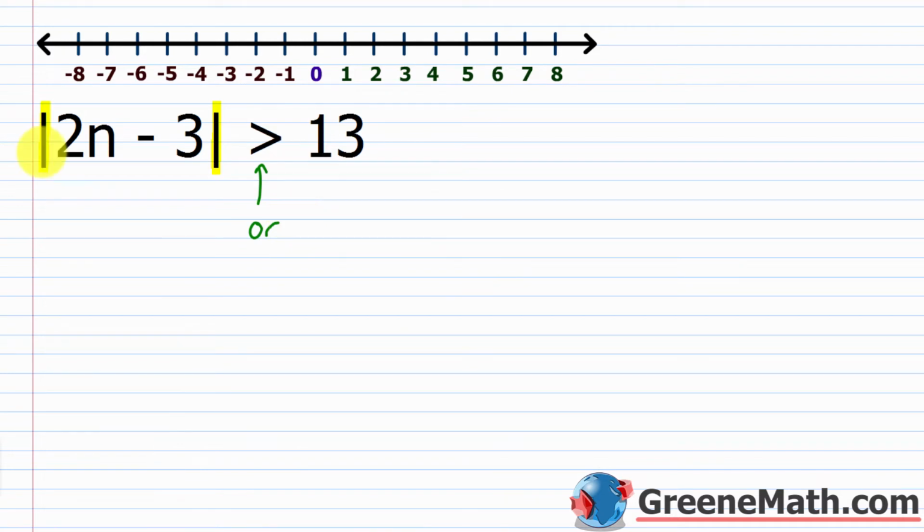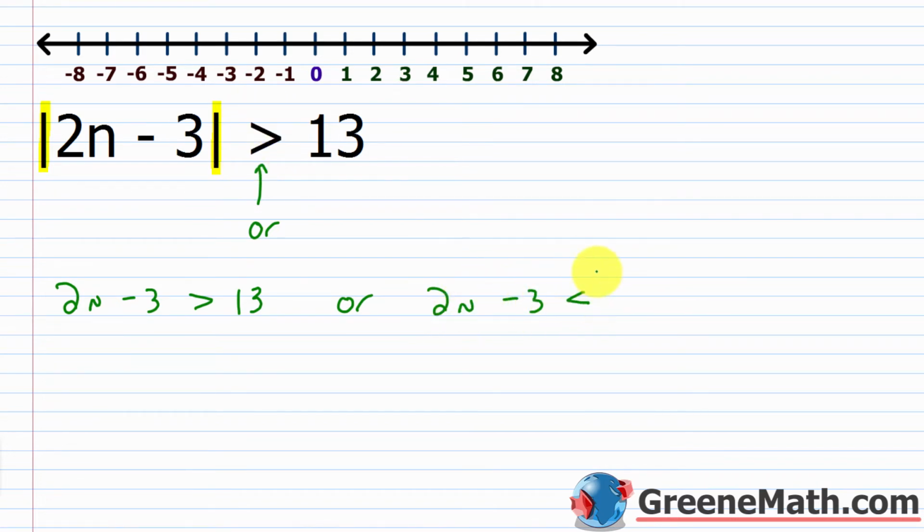So the first one is remove the bars. So 2n minus 3 is greater than 13. Then or. The second one is remove the bars. So 2n minus 3. Flip the sign.